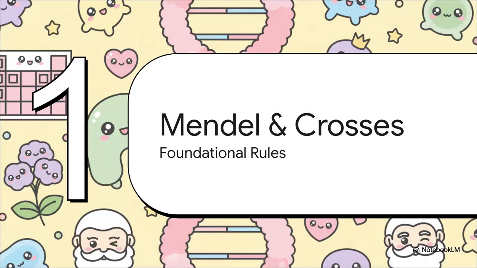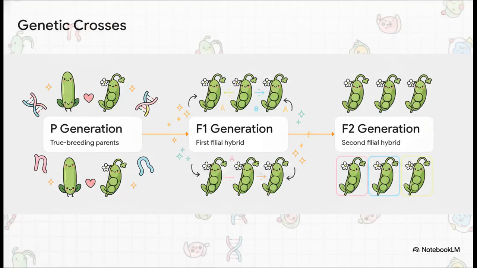Section 3. Mendel and genetic crosses. The foundational rules. When we're solving a genetic cross to figure out how traits get passed down, we follow a strict chronological sequence. We start at the top with the true breeding P-parent generation, trace down through their children, the F1 hybrids, and finally to their grandchildren, the F2 generation. It's all about predicting those traits down the family line.